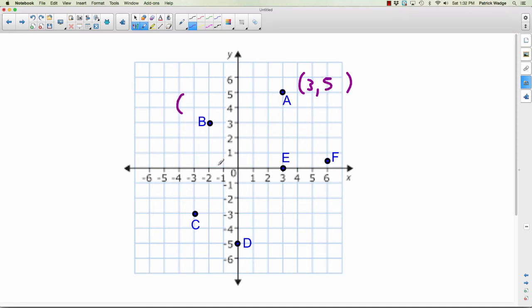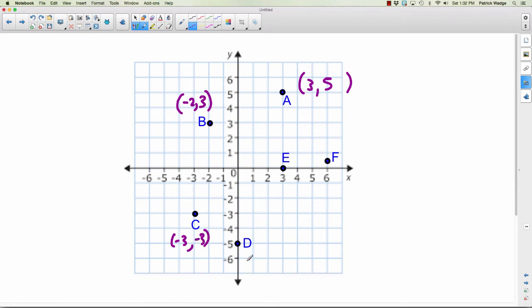B, I start at the origin. I'm going over 2 to the left, so that's negative 2. And then I'm going up 1, 2, 3, so that's positive 3. C, I'm going over 3 to the left, 1, 2, 3, so it's negative 3. And then I'm going down, so it's negative again, 1, 2, 3, negative 3.